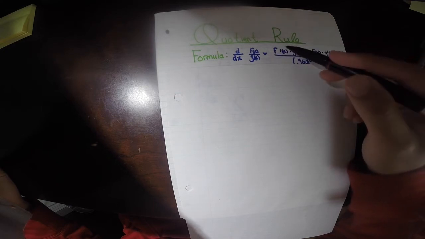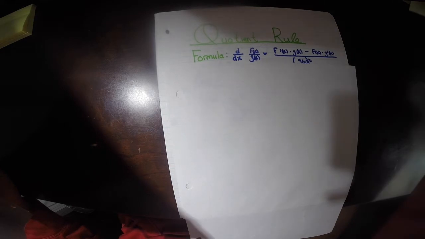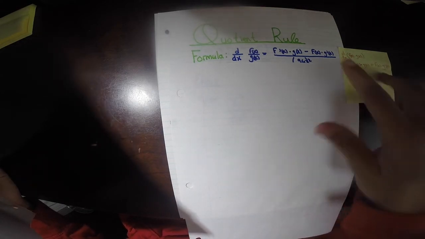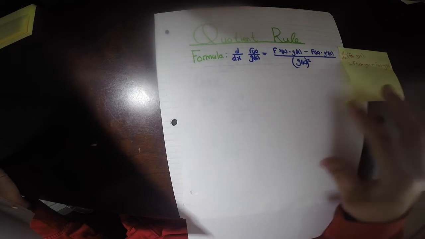See the top function right here? Very, very similar to the product rule. Let's get the product rule out. Right there, there's your product rule, and there's your quotient rule.